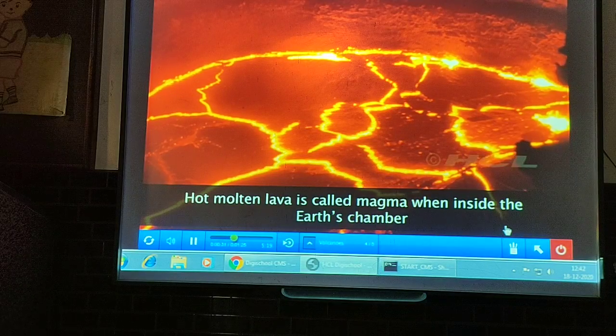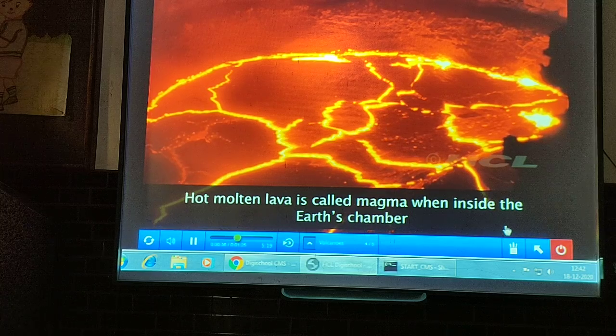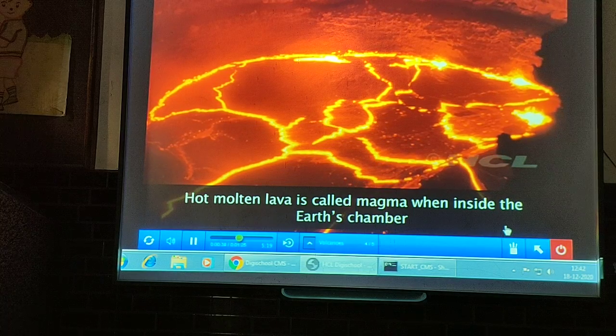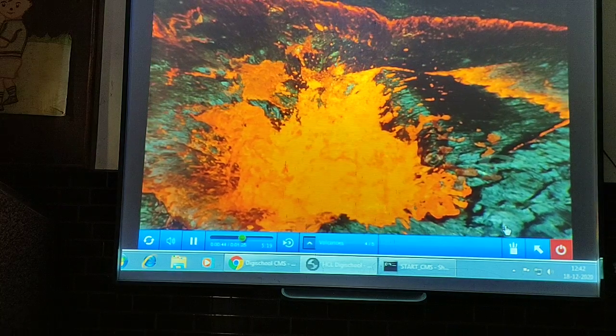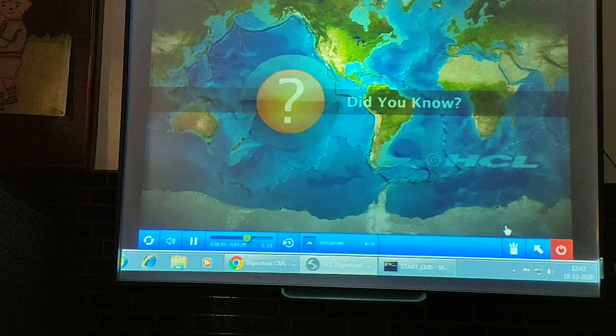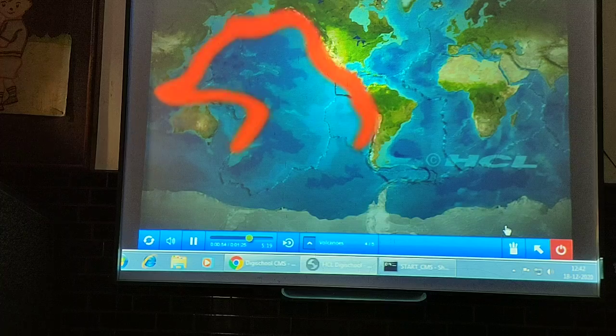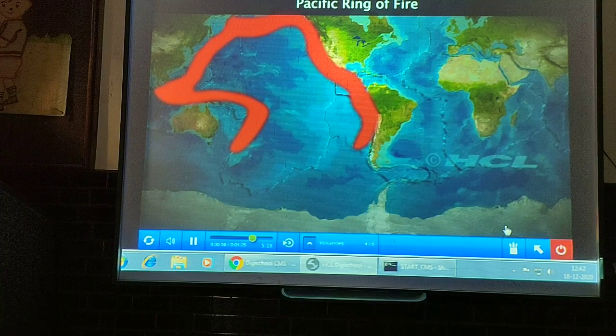Did you know that the hot molten material or lava which gushes out during a volcano is known as magma when it is within the Earth's chamber? The lava cools down to form rocks. Did you know that this arch of the Pacific Ocean is called the Pacific Ring of Fire? This belt has more than 75% of the volcanoes of the world.